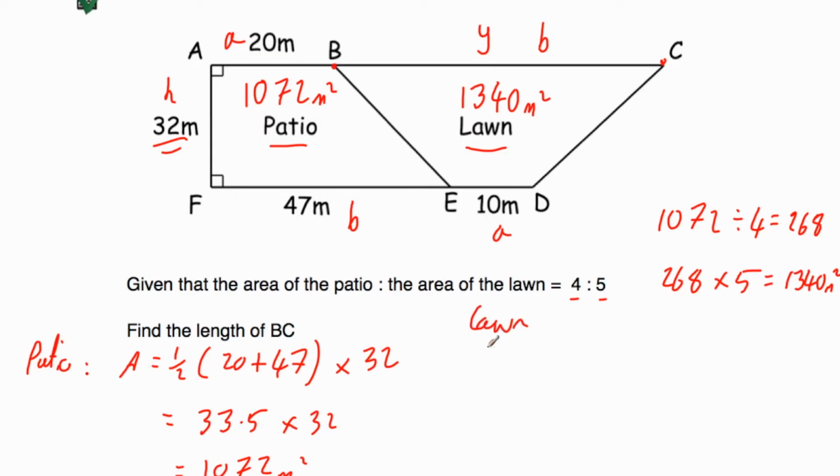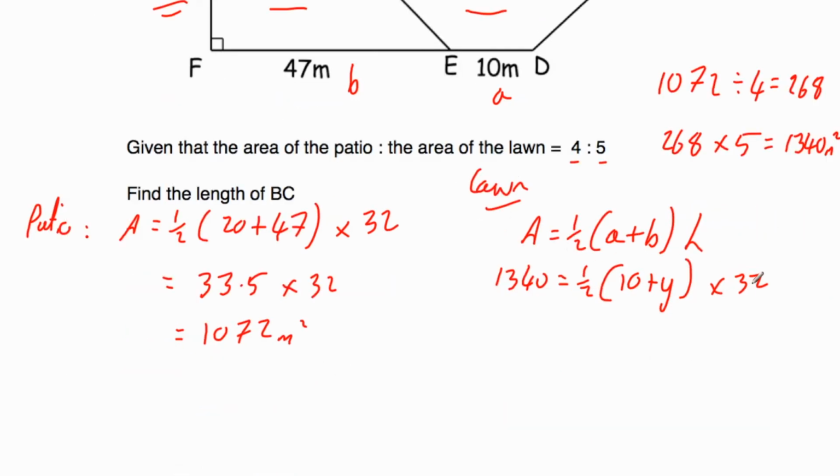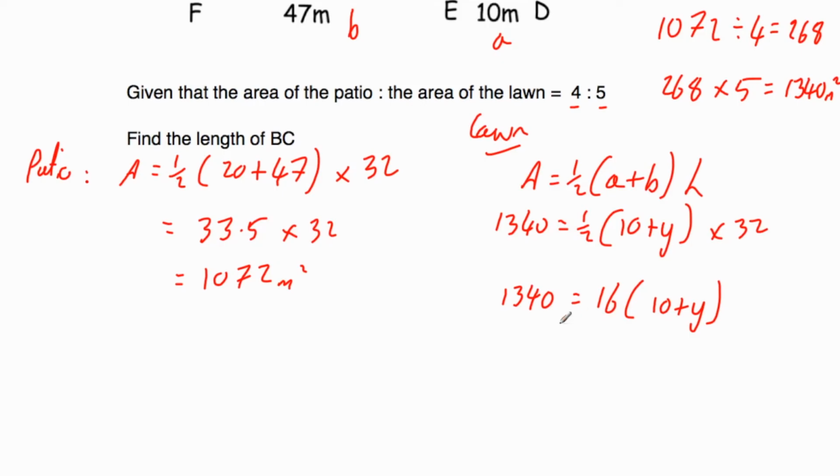So for the lawn, we know that the area is equal to half of A plus B times h. We know the area is equal to 1,340, and that's equal to half of, and then in brackets, A plus B, so it's going to be 10 plus y. And then we're timesing that by the height, the distance between them, which is times by 32. Now if we work out a half of 32, that's 16, so we get 1,340 is equal to 16 times 10 plus y, close brackets. Now we can expand our brackets here, so we get 1,340 is equal to 160 plus 16y, multiply both of these by 16, 16 times 10 is 160, and 16 times y is 16y.